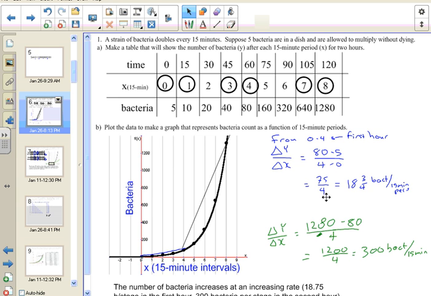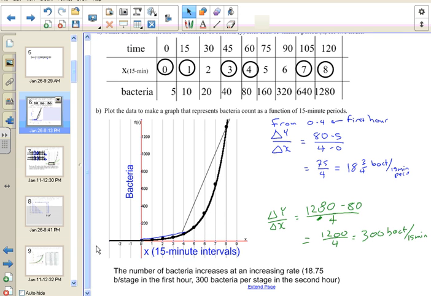So, for example, we were going at 18 3/4 bacteria for every 15 minutes during the first hour, using average rate of change calculations, and on average we were growing 300 bacteria for every 15 minutes during the second hour, as represented by the slopes of these two chords or lines. So, the bacteria is clearly increasing at an increasing rate.